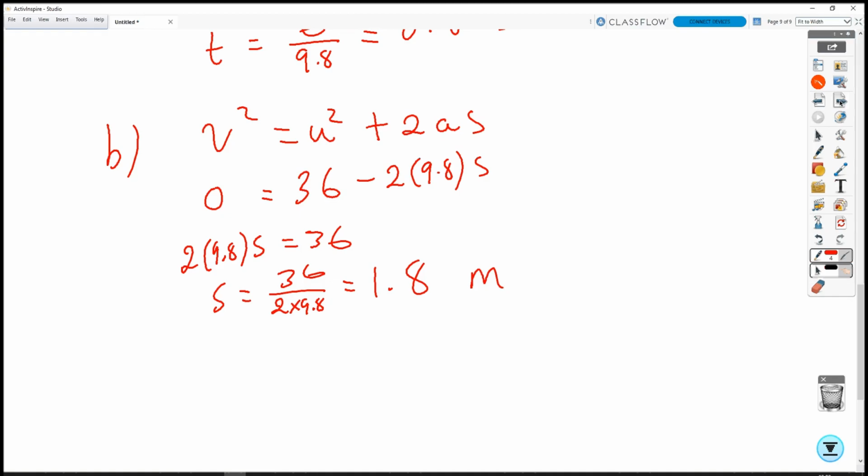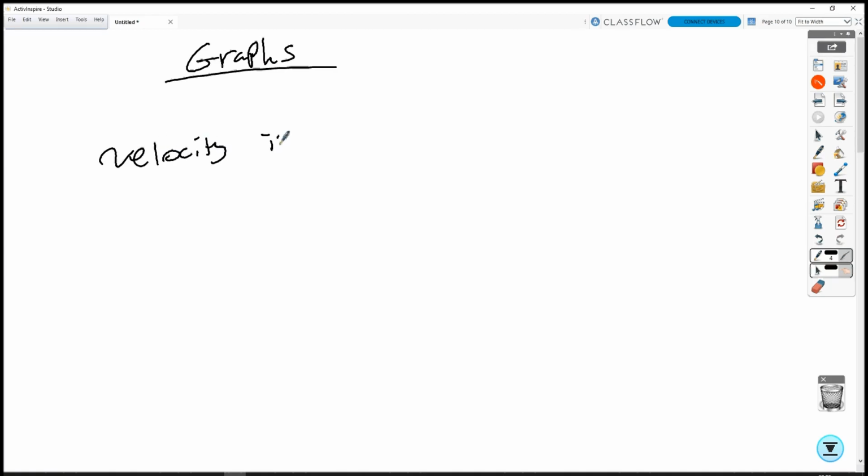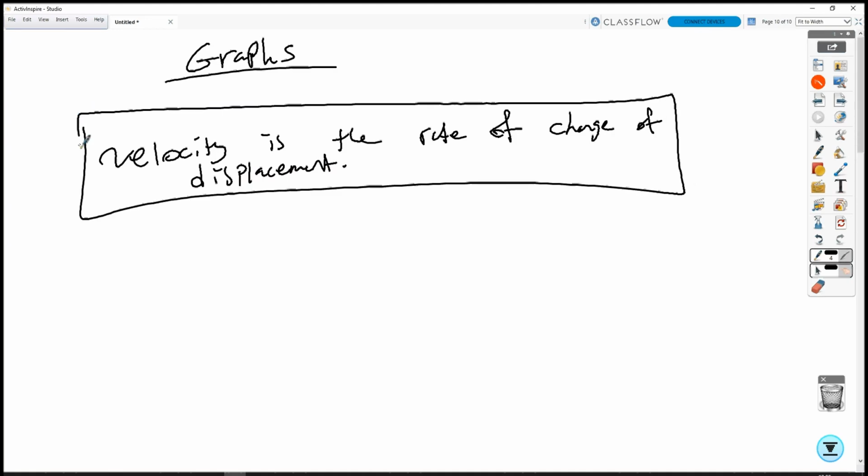Okay, start a new page. Next, we'll talk about graphs. So we start with the definition of velocity. Velocity is the rate of change of displacement. We put a box around that statement. That's a definition you need to learn.